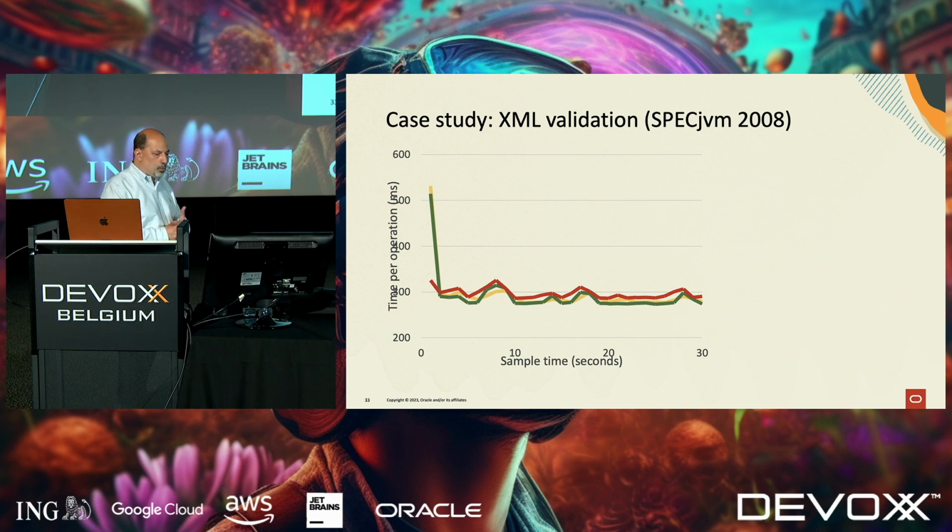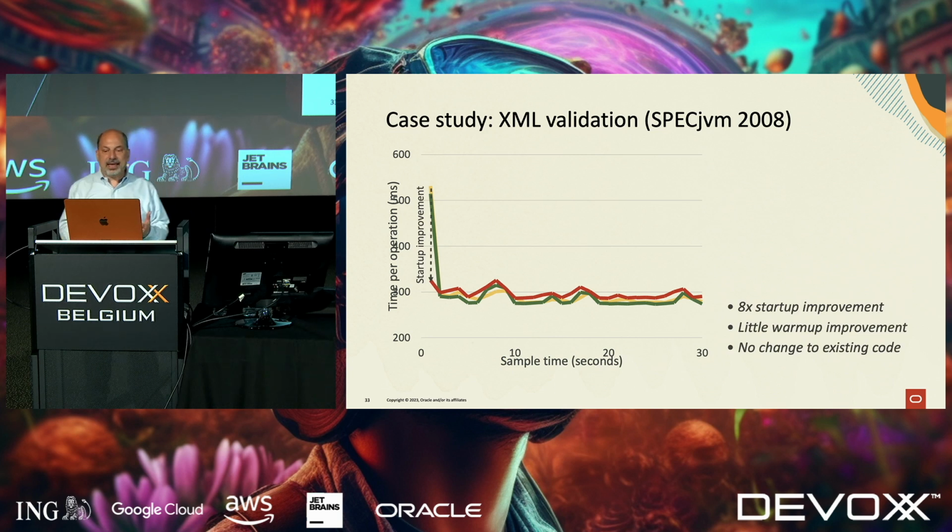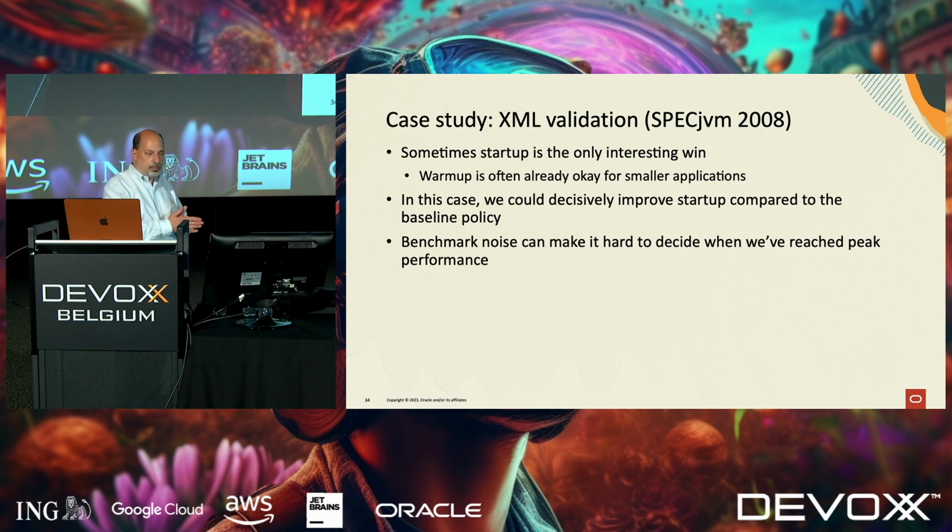Here's a kind of interesting one where we did the same thing with an XML validation benchmark from SPECjvm. We didn't see any warm-up improvement, but we did see about an 8x startup improvement, which tells us different workloads have different behaviors. It's probably the case that there was a relatively small amount of code involved in this workload that was identified to be hot relatively early. But there was a lot of setup work that we were able to shift to the beginning. And sometimes startup is the only interesting win, and that's fine, and we can take that.